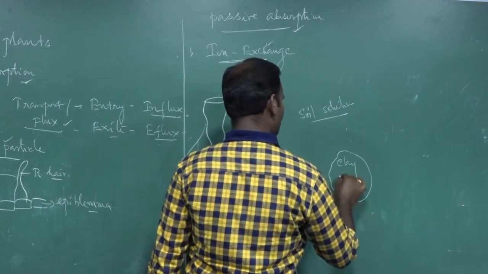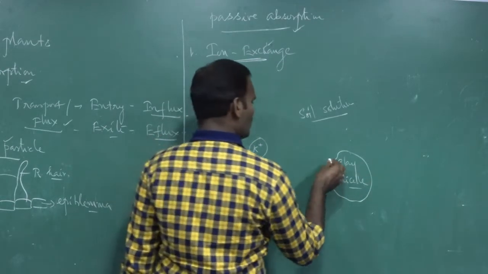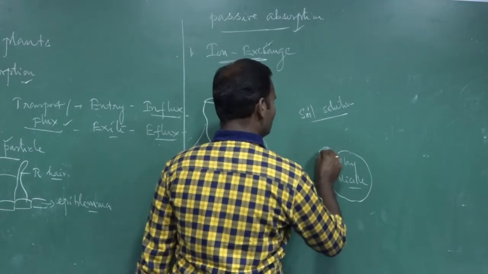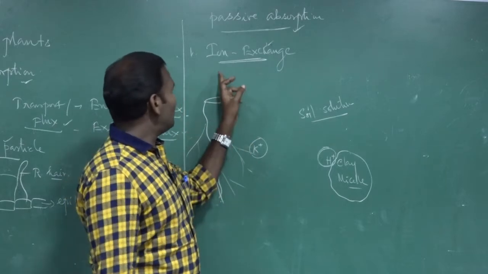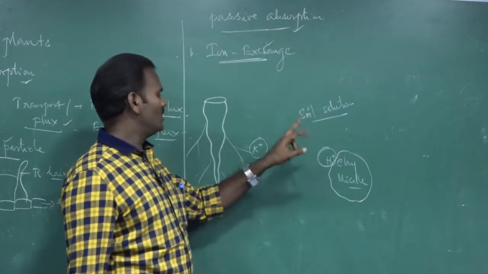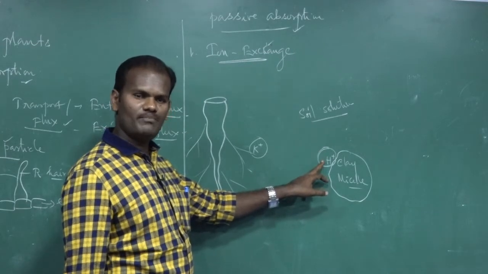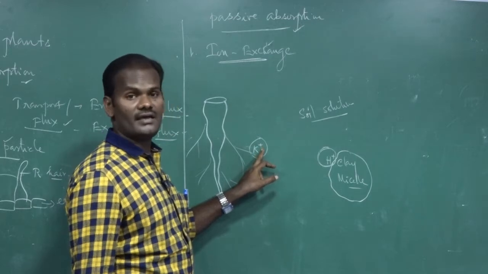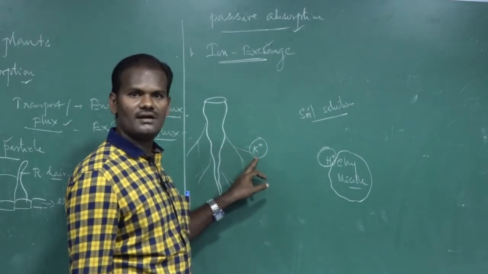It is clay particles, or clay micellae, adsorbed with hydrogen ions. See, what is called ion exchange? The ions of the external soil solution exchange with the same charged ions on the root cells. These are called ion exchange.